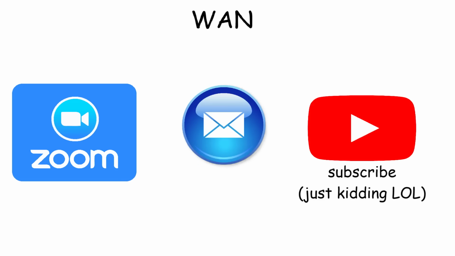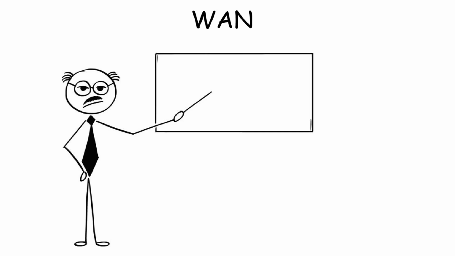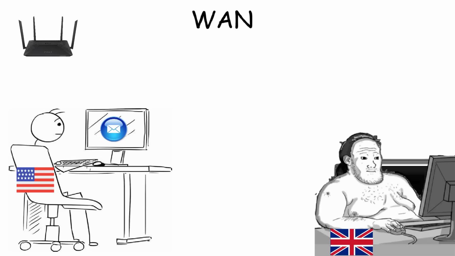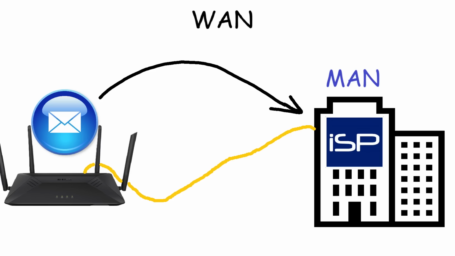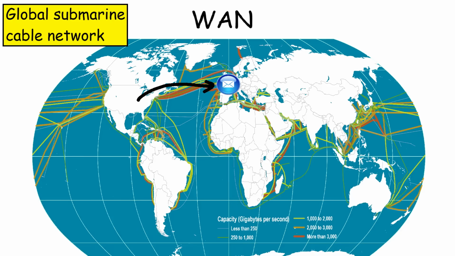And just to make it clear, a WAN consists of multiple smaller networks like LANs and MANs that span across cities and countries. For instance, suppose we want to send an email from the US to a friend in the UK using Wi-Fi. That's a WLAN. And then that email message gets directed from the router in my house to the internet service provider company through the Ethernet cable. That's the MAN. And then that ISP will direct the email to my friend in the UK through the undersea cable called the Global Submarine Cable Network, which actually connects to a lot of countries on Earth. And that is the WAN.